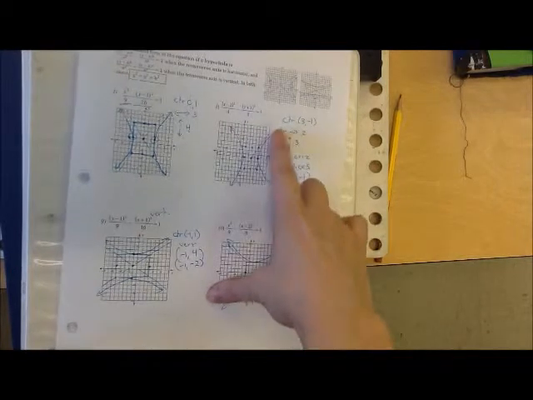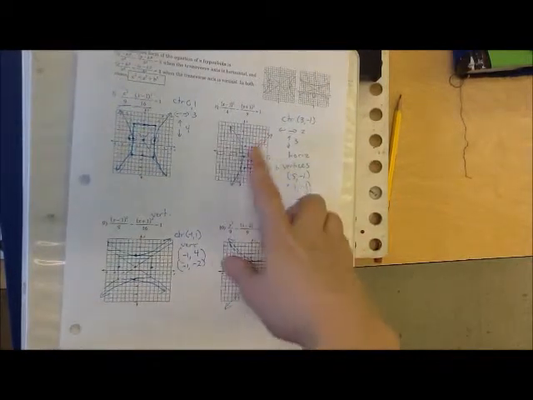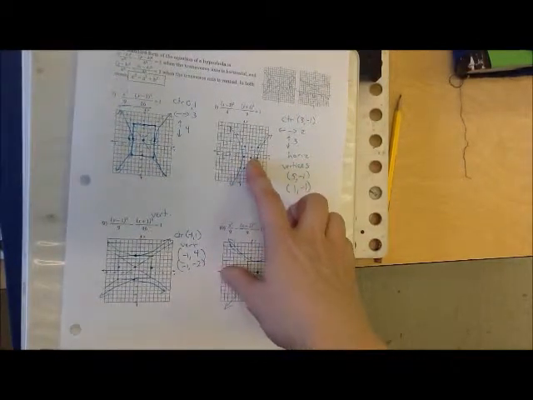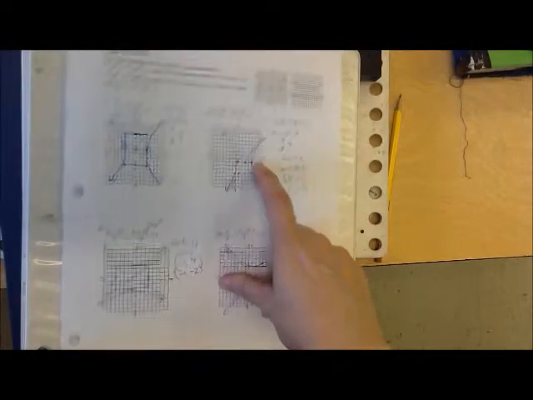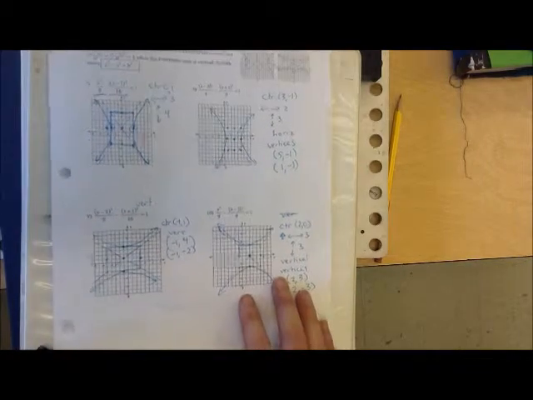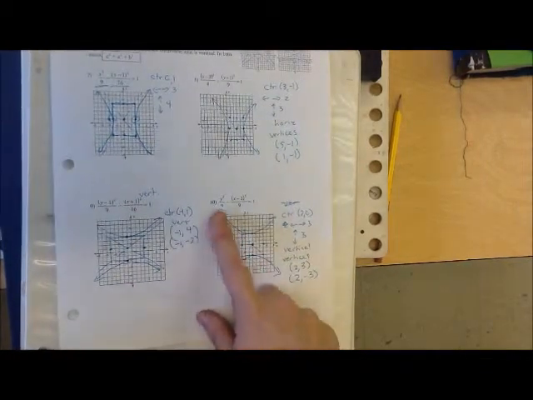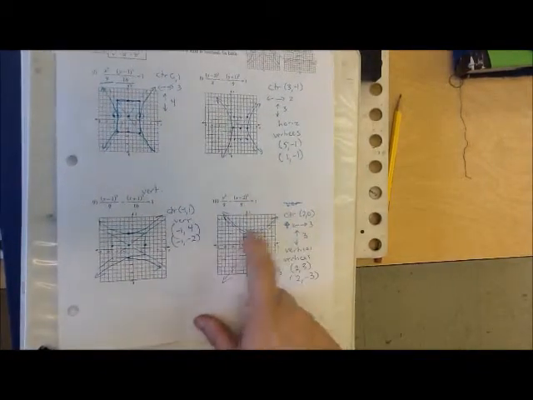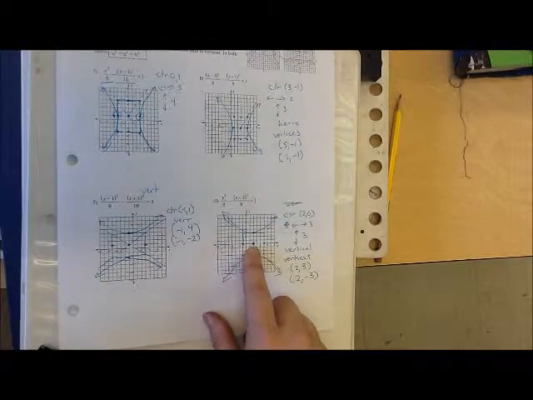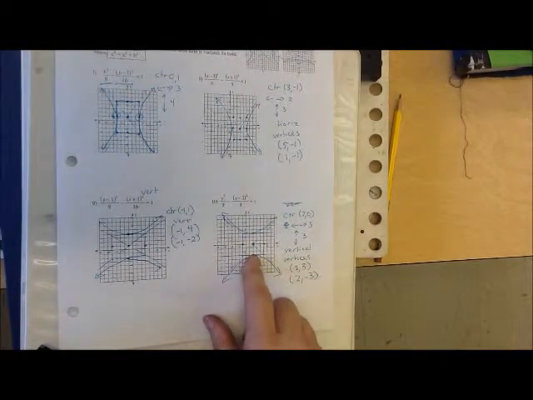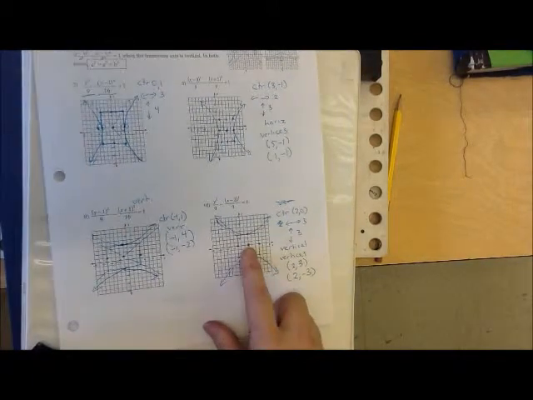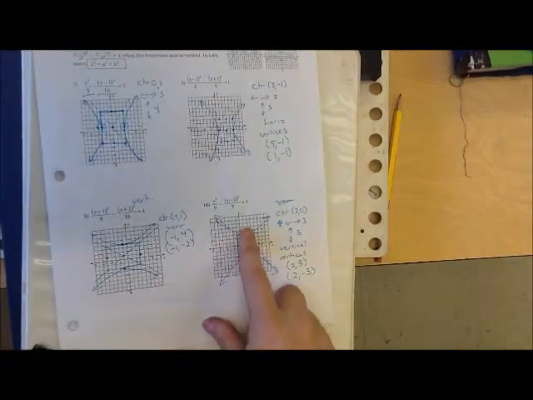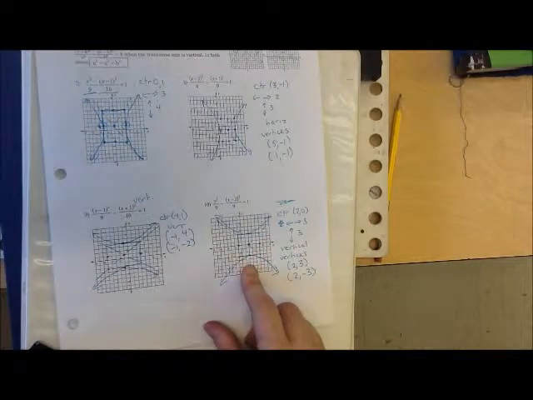To the front side, the x term is positive, so it'll be open horizontally. Center is at (3, -1). Vertices are at (5, -1) and (1, -1). And it opens horizontally. Number 10, it opens vertically because the y is the positive term. Center is at (2, 0). It goes left and right by 3 and up and down by 3. Opens vertically. So the vertices are the points at (2, 3). Oh, sorry, at (2, 3) and at (2, -3).